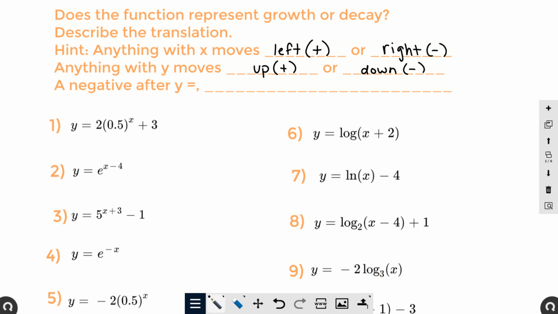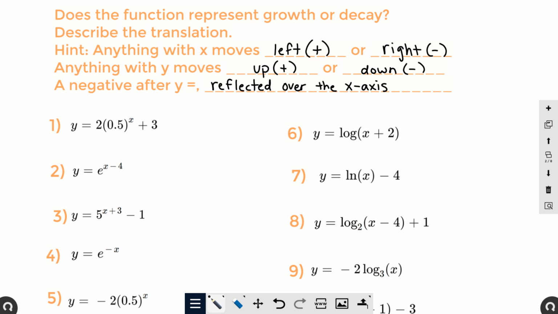Now, what happens if we have a negative after the y equals? Reflected over which axis? Good. Reflected over the x-axis. It's opposite when we're doing translations. It was opposite with absolute value, so it's opposite with these.